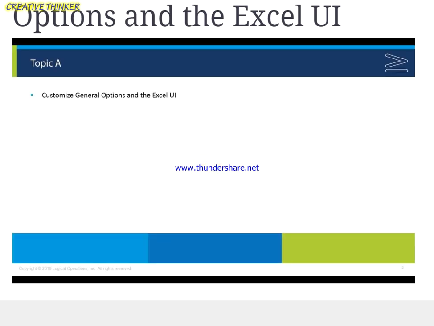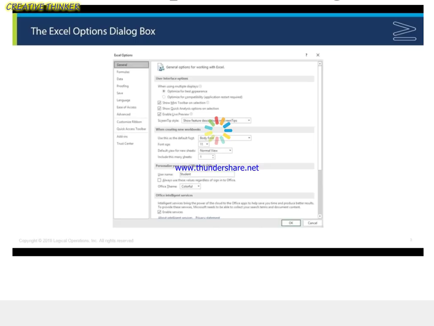In this first topic, we're just dealing with customizing general options and the Excel user interface. You can adjust and configure the global system settings by using the Excel Options dialog box that you see here. It's divided into a series of tabs shown vertically on the left, and you access this by clicking the File tab to go to your Backstage view and then choosing the Options tab.